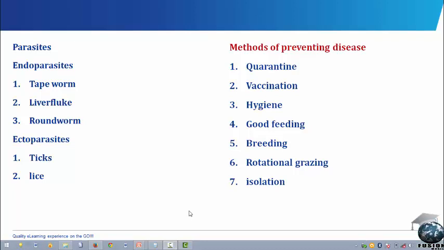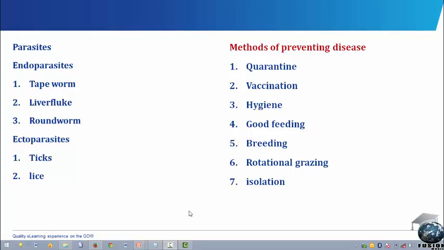Methods of preventing diseases. We have the quarantine, vaccination, hygiene, good feeding, breeding, rotational grazing, and isolation. Quarantine. New stock being brought to the farm should be separated from the animals originally on the farm to enable the farmer to know whether the new stock possesses diseases or not.